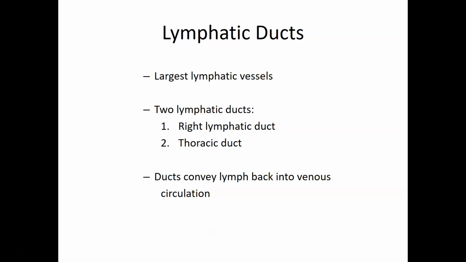And then the lymphatic trunks are going to merge into one of two ducts, and the ducts are not at all bilaterally symmetrical. The right duct and the thoracic duct. And then the ducts are going to transport lymph back into the bloodstream. They're going to connect to blood vessels, veins, and that's where the lymph eventually gets returned back to the bloodstream.